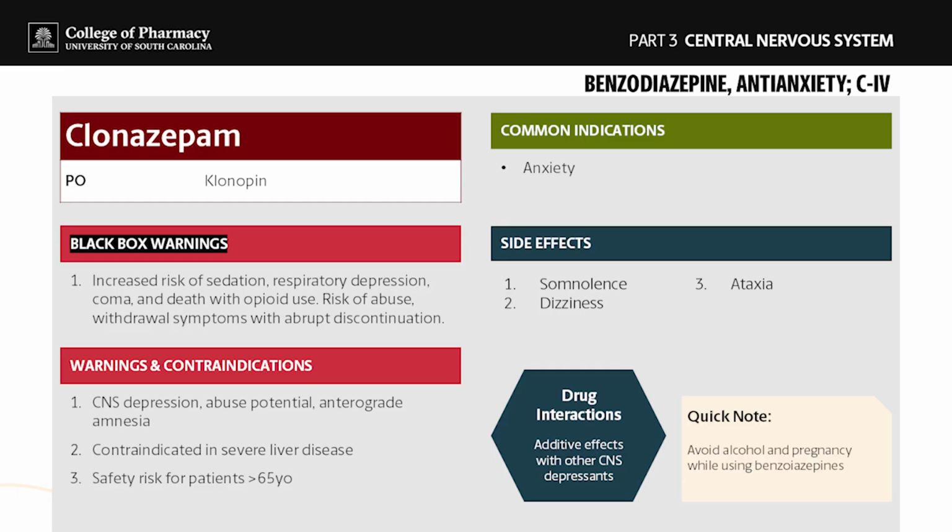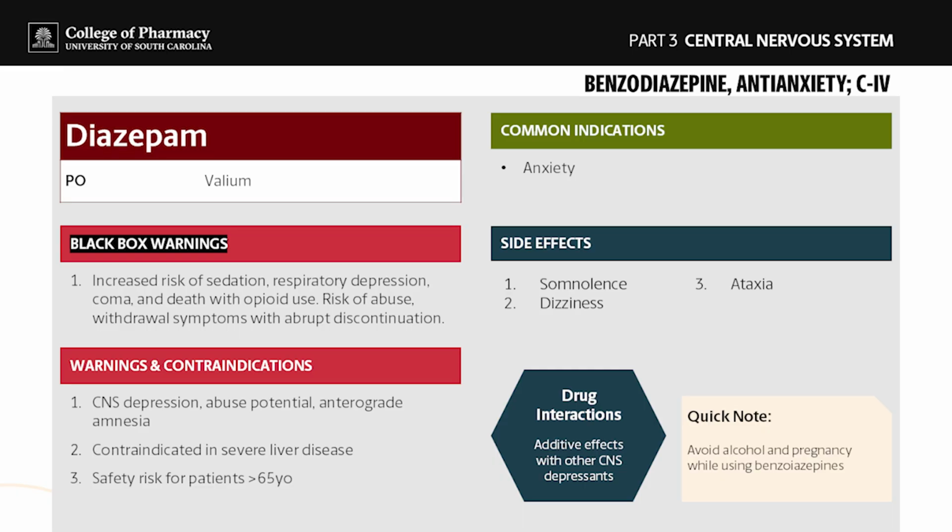And the side effects would be somnolence, dizziness, ataxia. And again, you've got the same black box warning and the same drug interactions and quick notes. Avoid alcohol with this one. Another benzodiazepine, Schedule 4, is Diazepam. Diazepam, Clonazepam, Alprazolam. You notice all these azepams? Benzodiazepines. Are you getting the connection there? I hope you are. That's good.